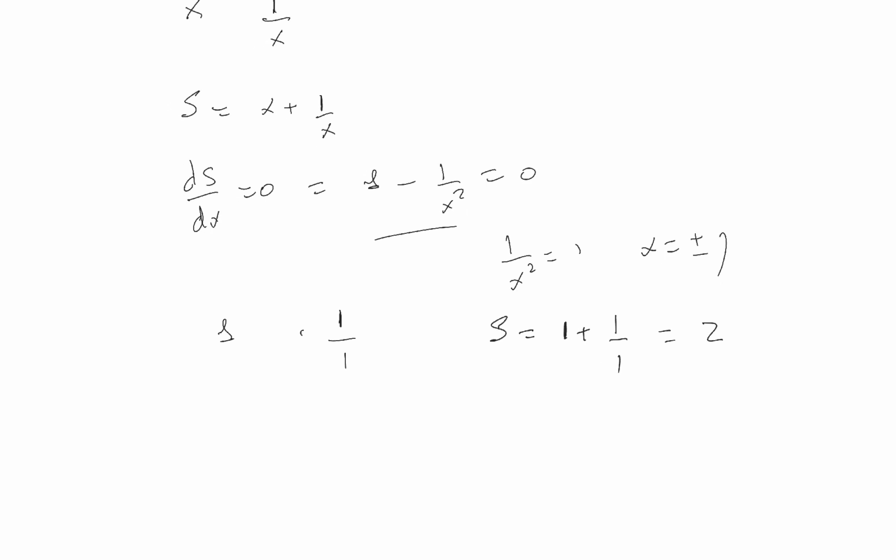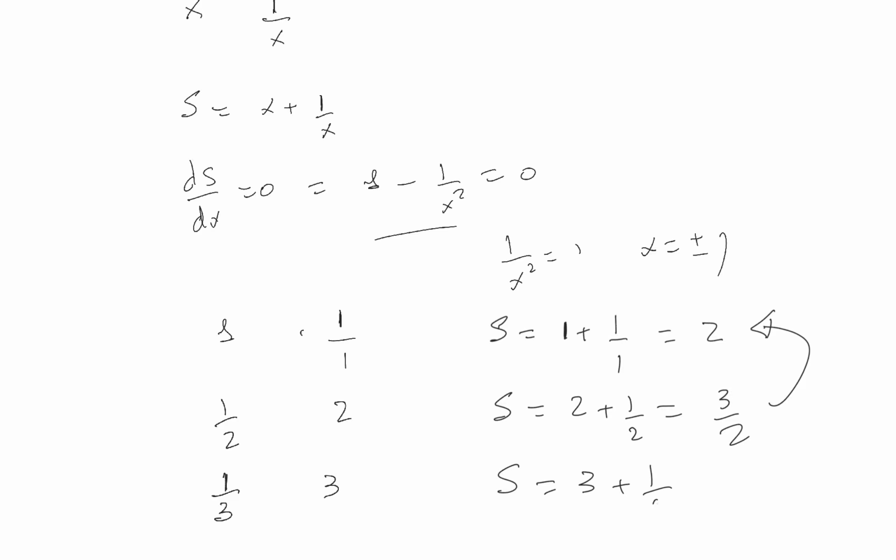So you choose another number, let's say 1/2. It's a positive number. What is the reciprocal? 2. What is the sum? The sum will be 2 plus 1/2, which is 5/2, which is bigger than 2. You may choose other numbers, maybe 1/3 and the reciprocal 3. The sum will be 3 plus 1/3, or 10 divided by 3, which is bigger than 2.